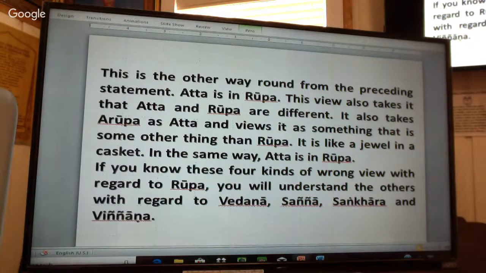It's like a jewel, like a gem, a very precious stone in a casket. We put a very small precious stone, like a diamond, in the casket. In the same way, atta is in the rupa. Atta is like a precious stone, and rupa is like the casket. We put it in the casket to keep it in a safe spot. Like this.